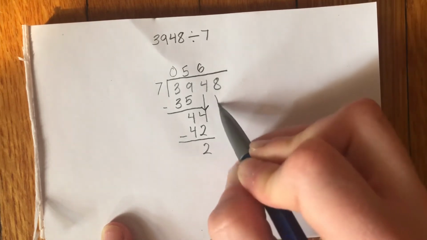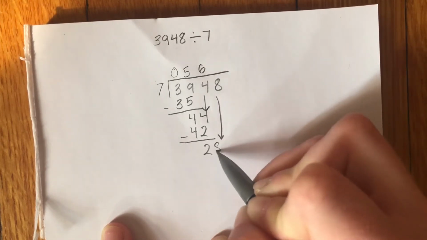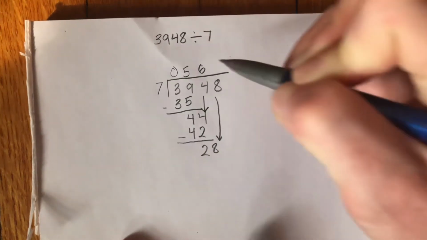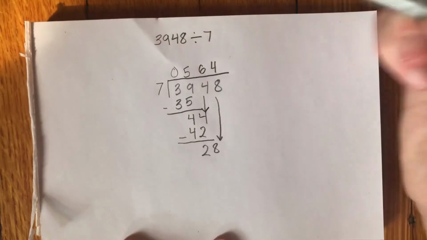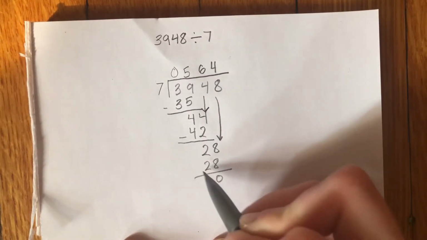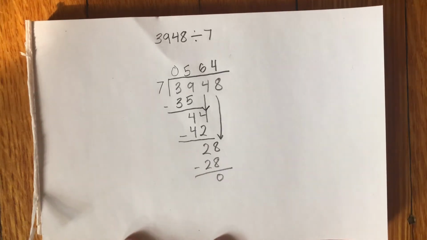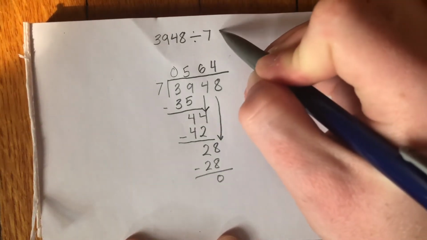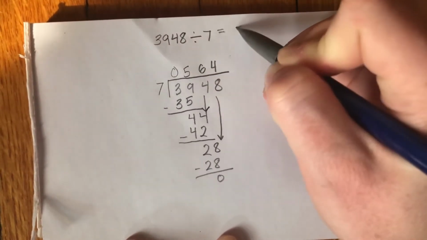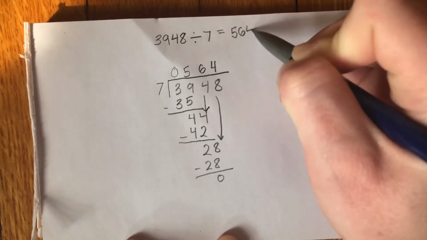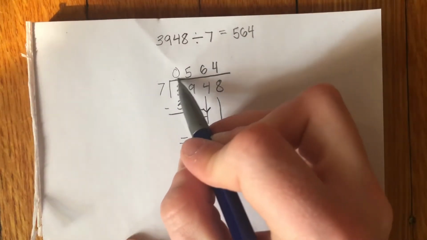And finally, I'm going to bring down this 8 here to make 28. And how many times does 7 fit into 28? That's going to be 4 times, and that actually fits in evenly for us. So we subtract off 28 and we end up with 0. So now we know the answer to this problem that we had up above. 3,948 divided by 7 is equal to 564. You don't have to include that little 0 there at the beginning.